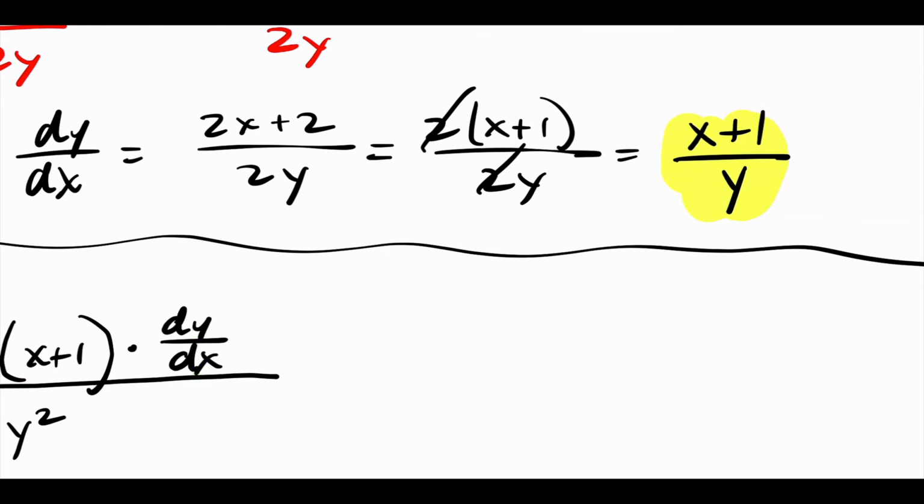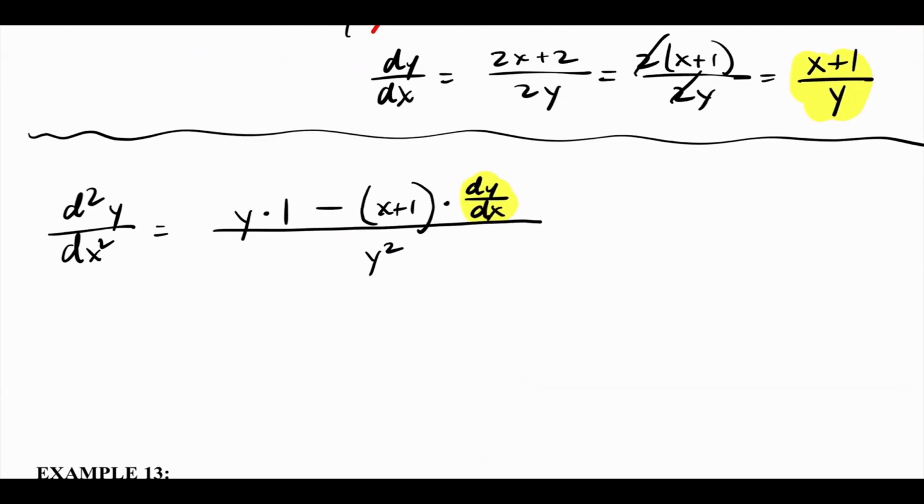Let me change colors. Match. Both those guys are the same. So what I'm going to do is substitute the same value in. dy/dx is equal to (x + 1) over y. They're the same thing. Substitute the value in.